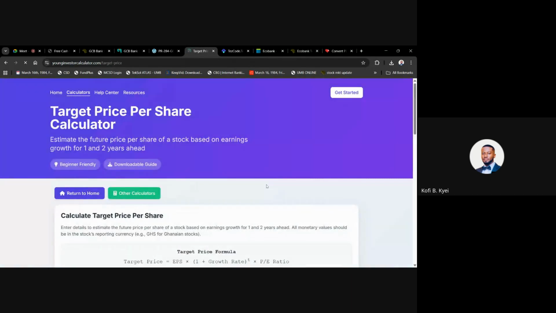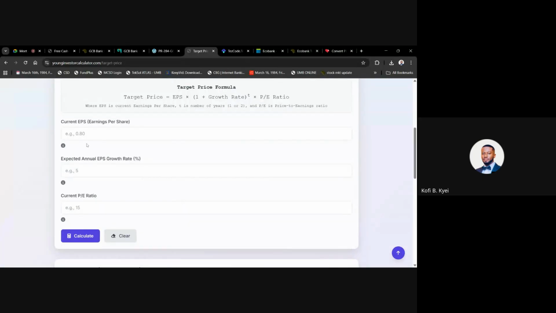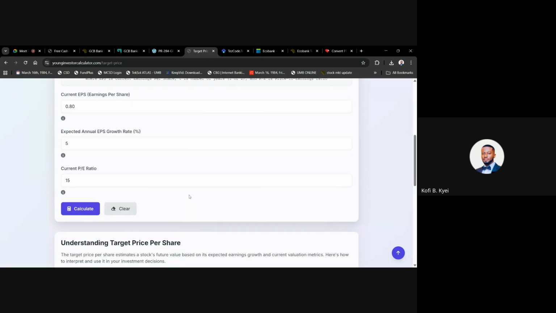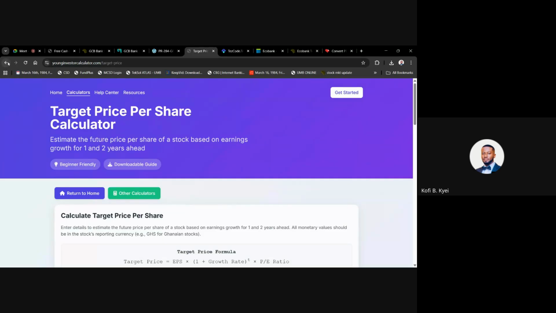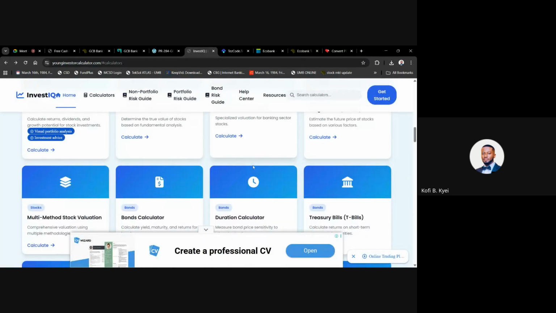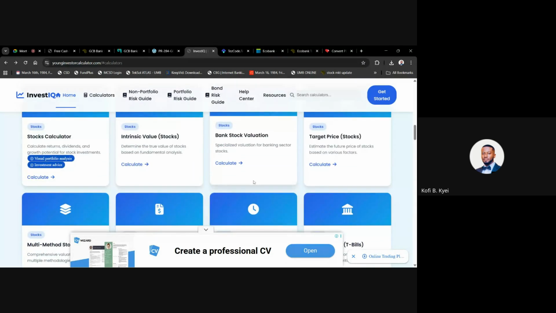So the target price, I mentioned that you can get a target price. I don't know whether I went through yesterday. Let me just pick some data so that we know. Okay, so current earnings per share, expected annual growth rate. I'll guide you how to come by the annual growth rate. Current PE ratio, we get it from the balance sheet. You click and you know the estimate of the price in 1 year, the estimate of the price in 2 years. These are very easy and they work. That is what I used in my analysis that I showed you guys yesterday.